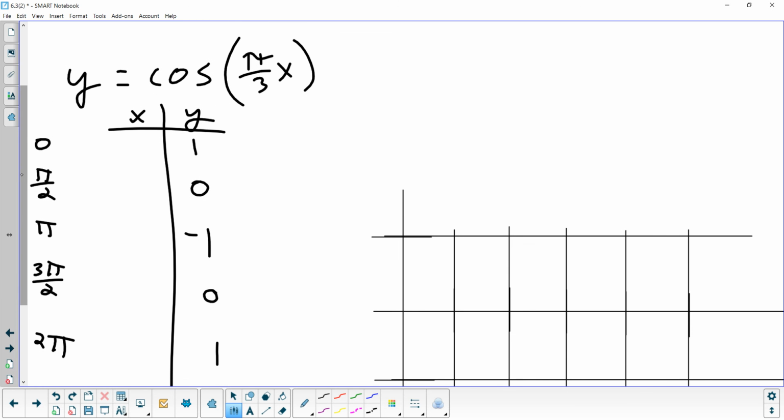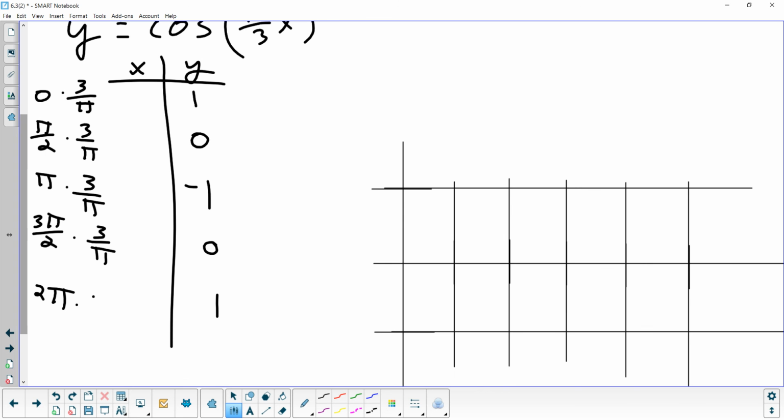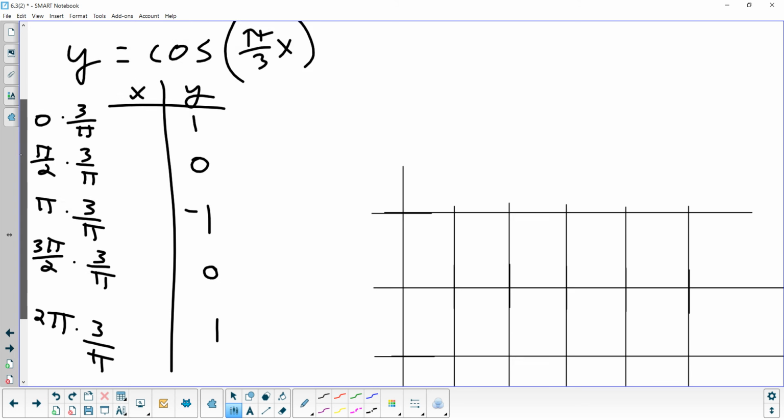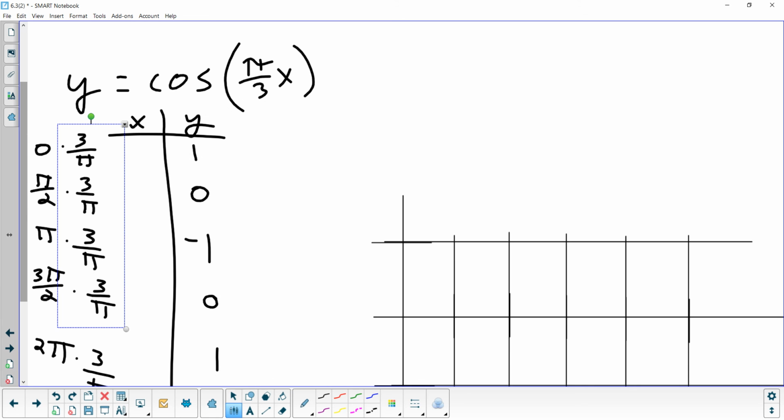Let's think of it this way. What can I multiply all of those by? I don't want to think of it as dividing because I have a fraction. Jake? 3 over pi. Yeah, let's multiply them all by 3 over pi. Okay, what's 0 times 3 over pi? Chris? 0. What's going to cancel when I multiply pi over 2 times 3 over pi? The pi's.